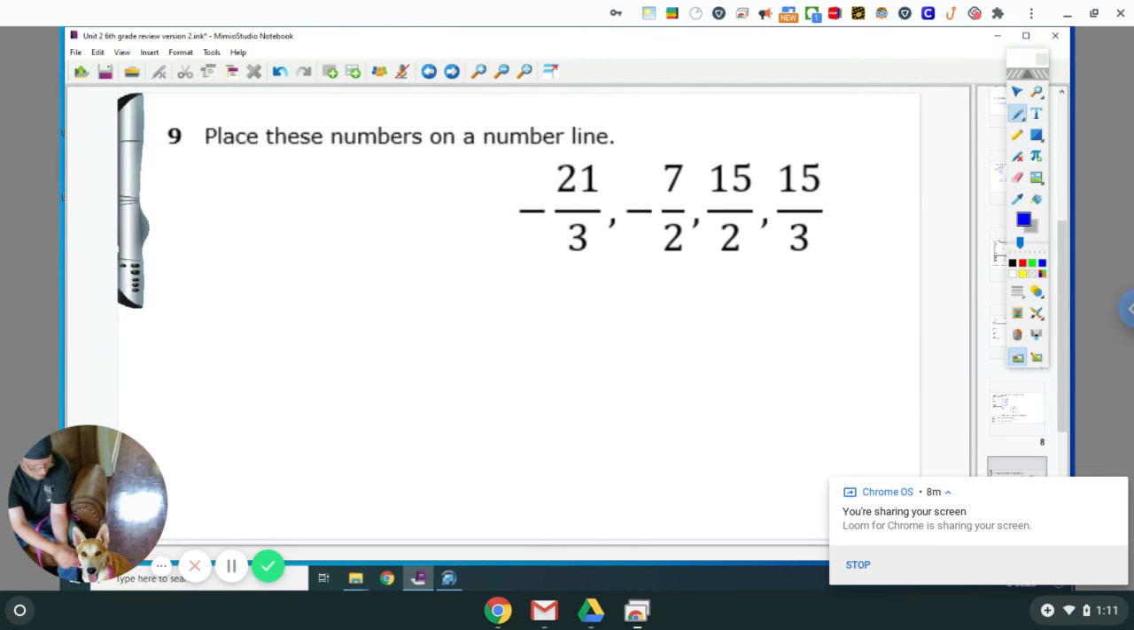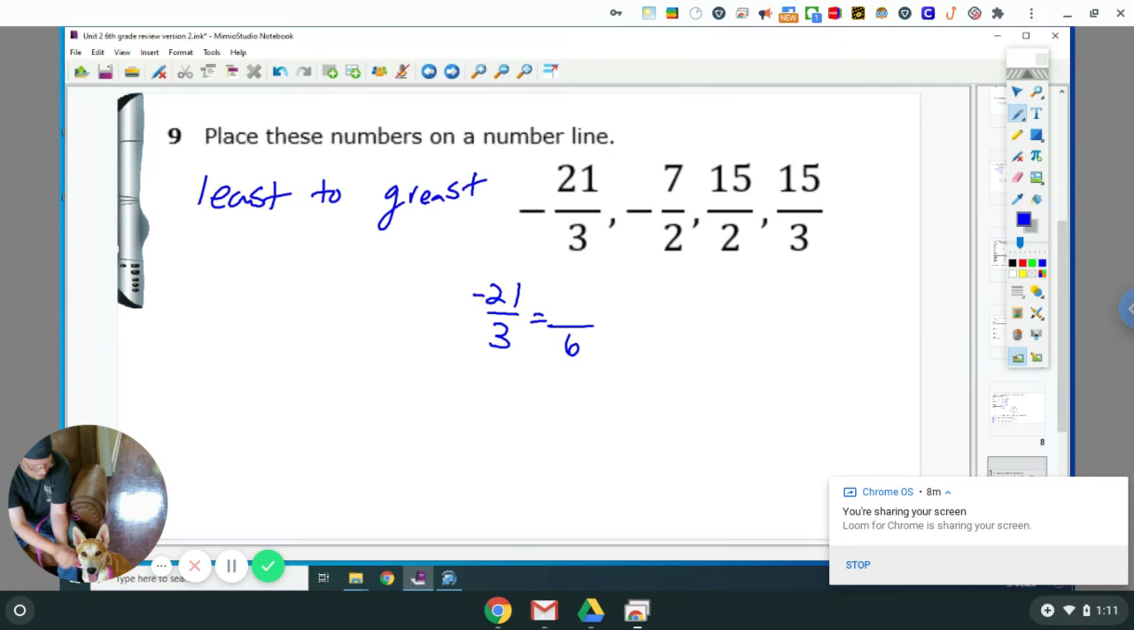All right, number 9. On your paper, I said to place them from least to greatest, and that's what we're going to do. To be able to compare these from least to greatest, we need to all have a common denominator. Well, a common denominator between these is 6. So I'm going to change all these to have a denominator of 6. So the way I get a 3 to a 6 is multiply by 2. So what you do to the bottom, you have to do to the top.